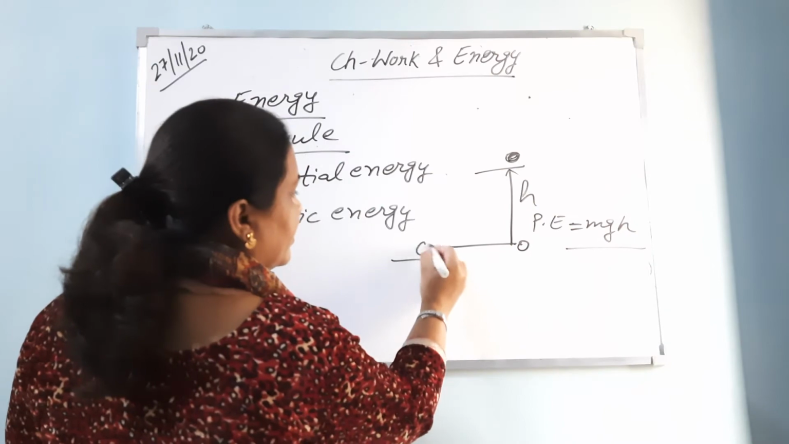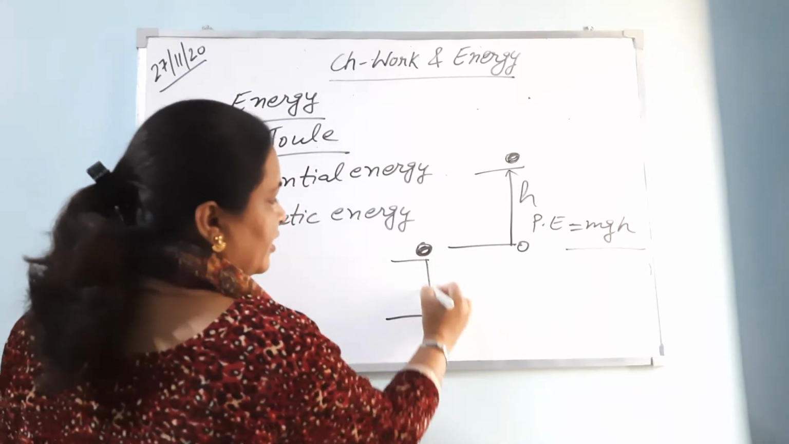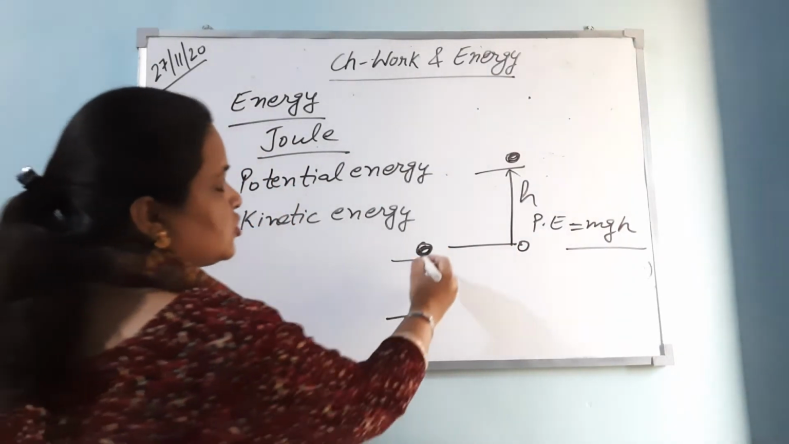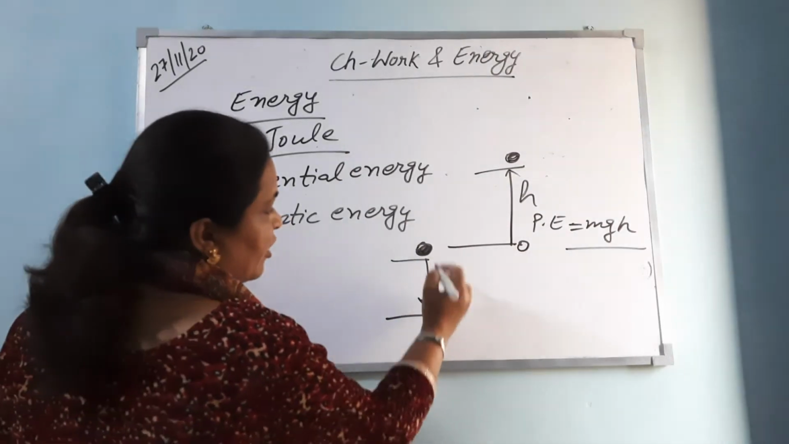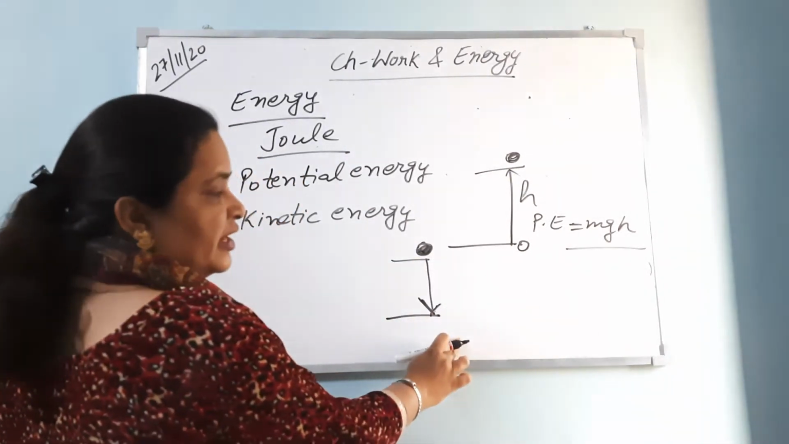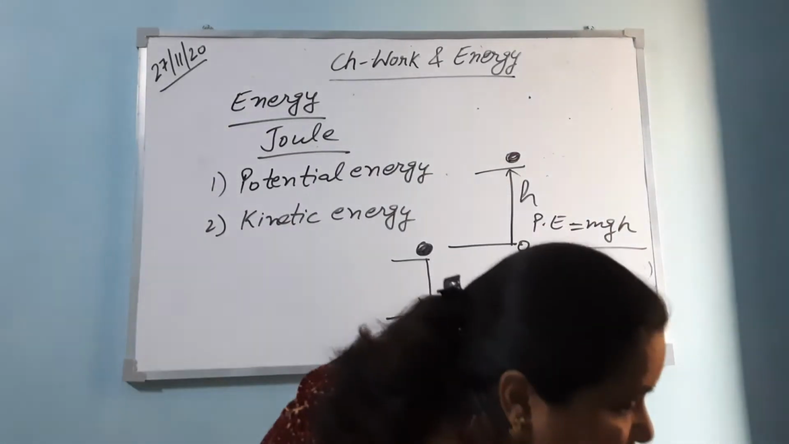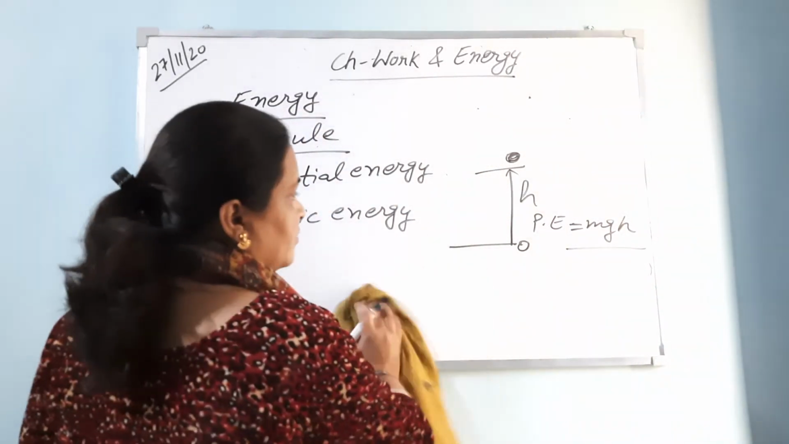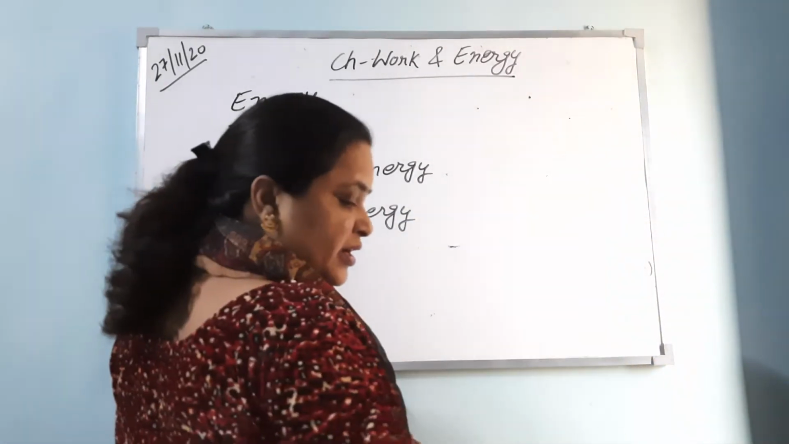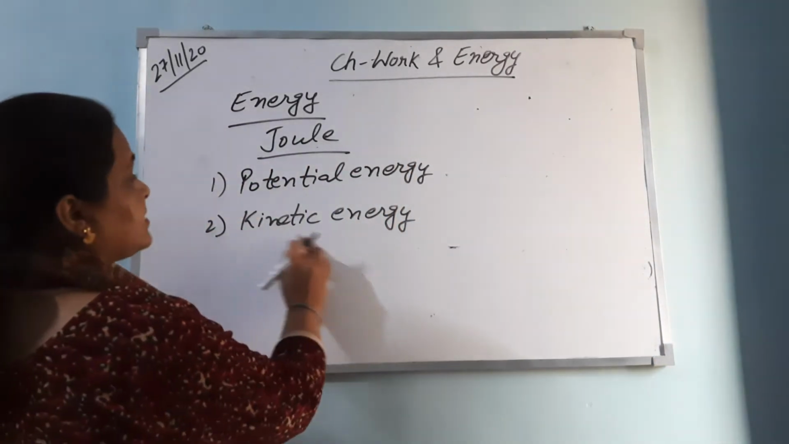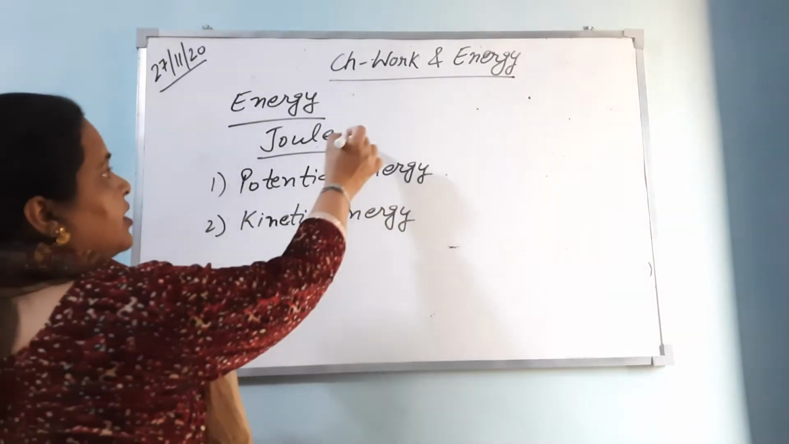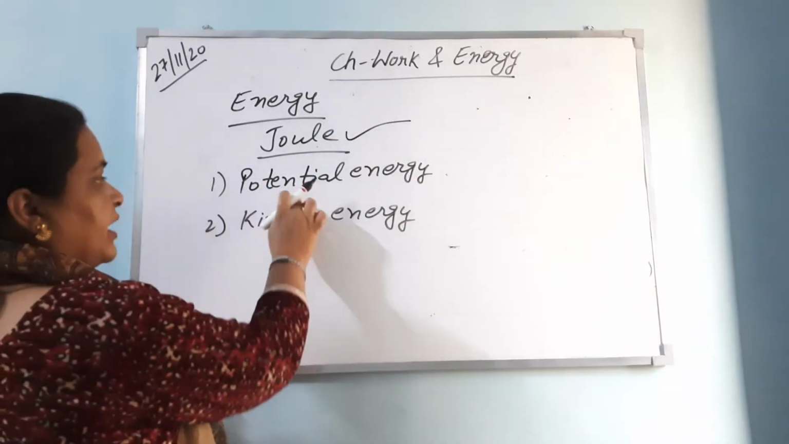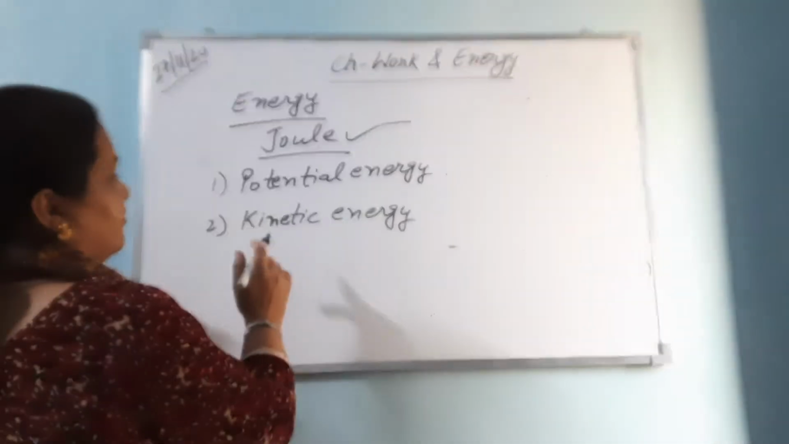Now if you allow the body to drop from here, its height starts decreasing. See the arrow, it is coming downward, so its potential energy decreases. So whenever a body falls from top to bottom, its potential energy decreases. Now the next is kinetic energy. Whatever energy it is, they all have the SI unit joule: potential, kinetic, heat, solar, whatever it is.